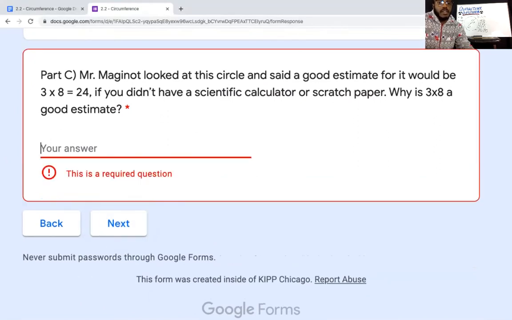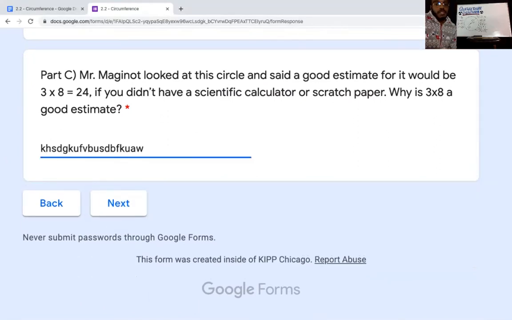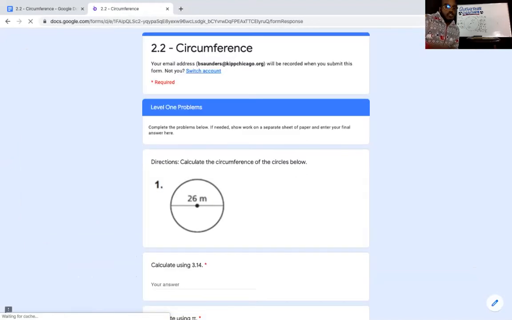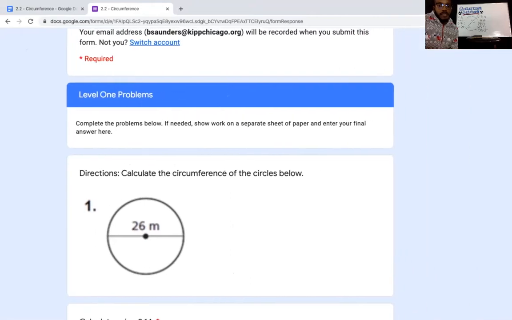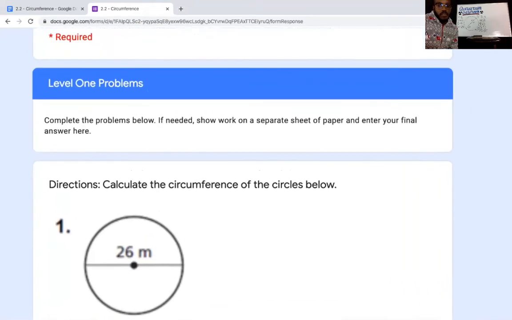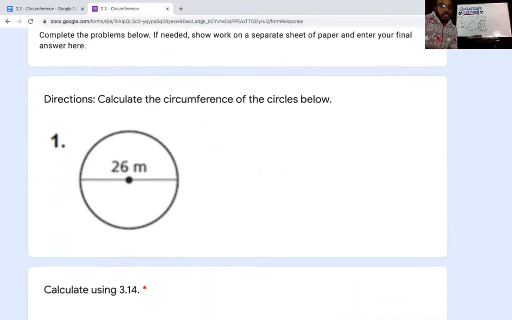Alrighty. Said the answer, so I'm not going to type it. I'm just going to put that in there. I'm going to keep going. So here are some level 1 problems. You need to show your work when you put these answers in.